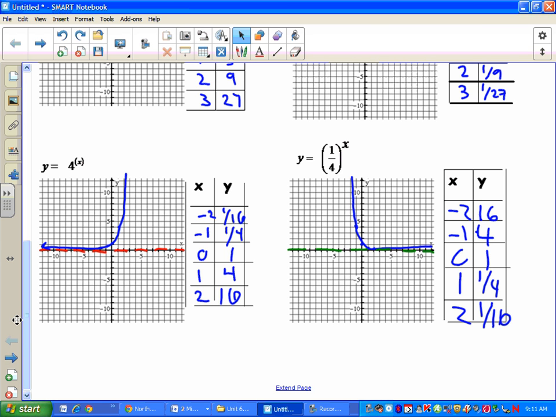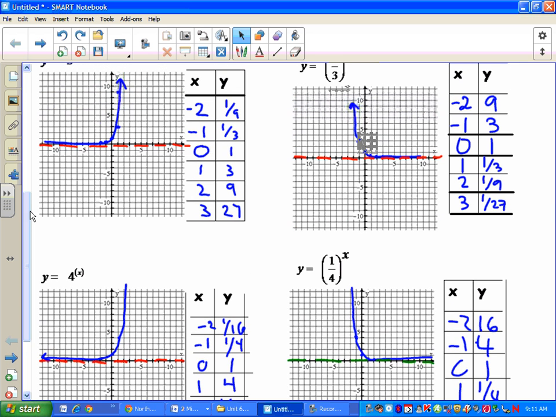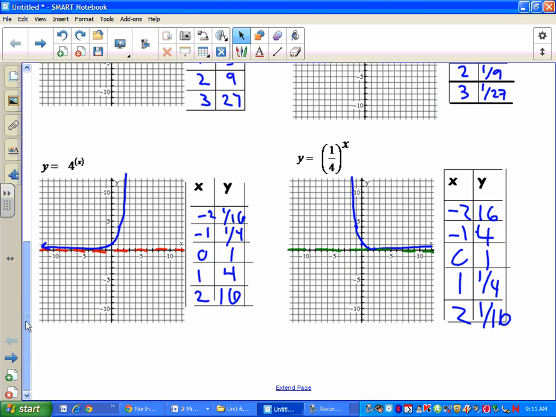Everybody tell me the domain and range, and are they the same for every graph? Let's look at the domain. Look at the domain for every graph. Negative what? To infinity for all of them? Which one does not have a domain of negative infinity to infinity? Is it going forever left and forever right?